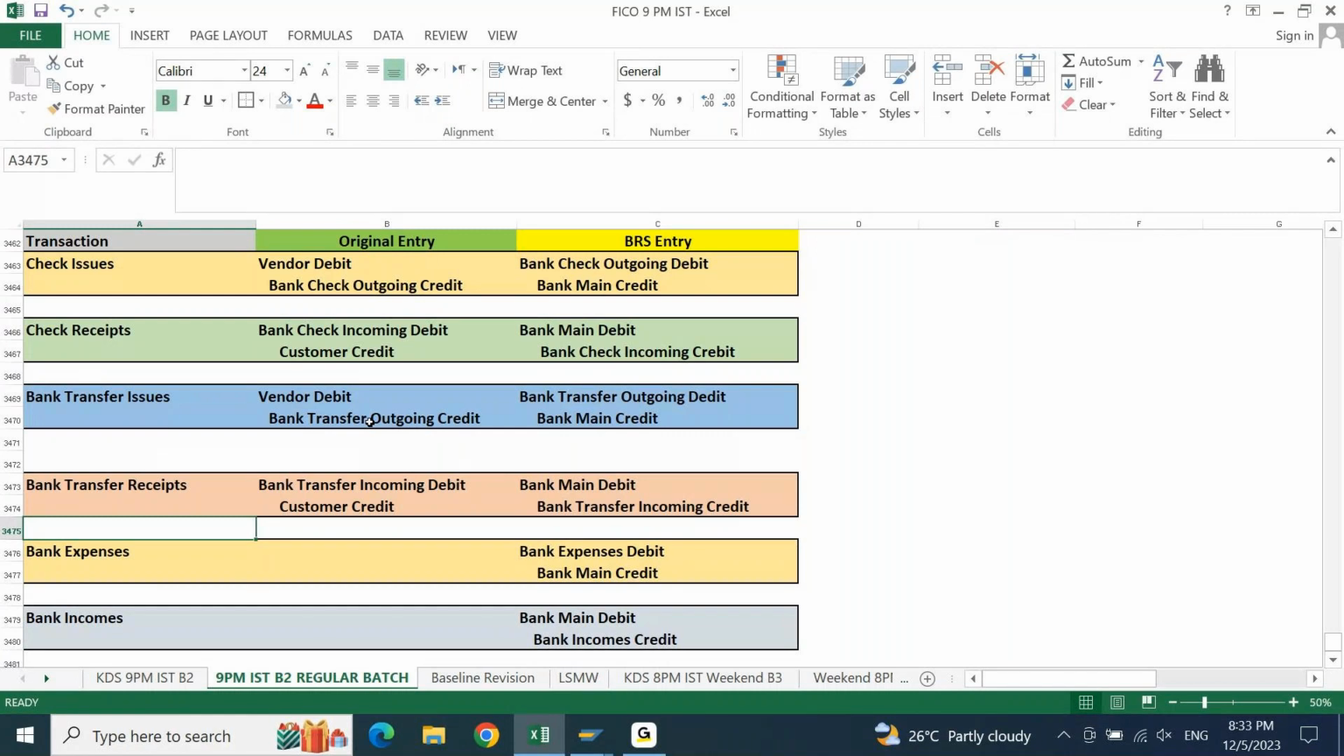Alright, these accounting entries are what I want all of you to remember first. Once you remember these accounting entries, tomorrow I will show the configuration steps for manual BRS first. First, I will do the manual BRS and we will process the transactions in tomorrow's session. We will keep all the transactions, all the original entries ready, and then I will show the reports of vendor, customer plus bank sub accounts, and then in the next session we will perform the BRS.